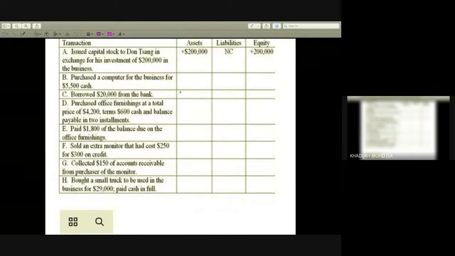Your purchase office furniture, office furnishing at a price of 4,200. You pay 600 cash and the balance in 2 installments. So you have an increase in your office furniture value of 4,200, but you also have the decrease in cash 600. So there's a plus minus there. Plus office furniture 4,200, and then minus 600 cash, but your total liabilities increases. The difference is 4,200 minus 600. How much is that?